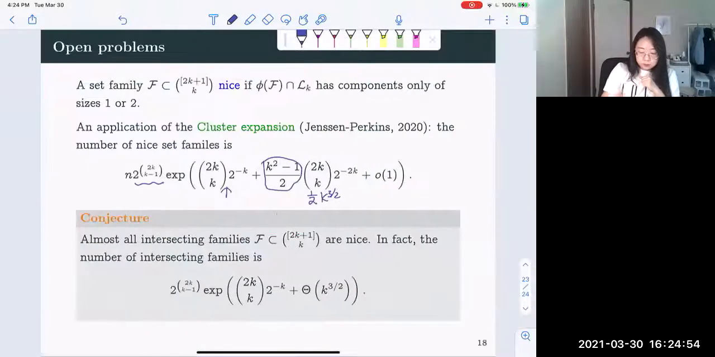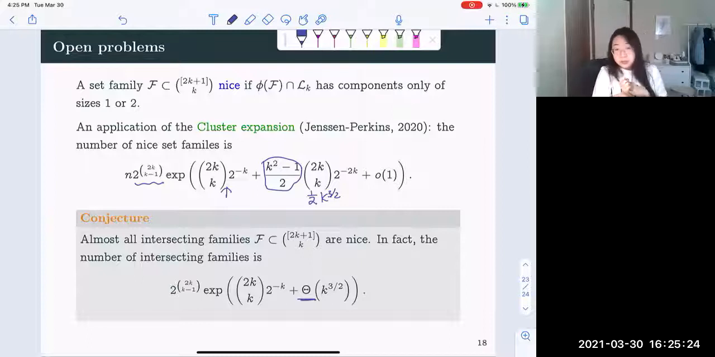And so we conjecture that when n is equal to 2k plus 1, then almost all the intersecting families are nice. So typically they should only have components of size 1 and 2 on the top layer. And also we believe the number of intersecting families is this many. So it's the same formula as before. The only thing is we put the theta here instead of the precise constant.